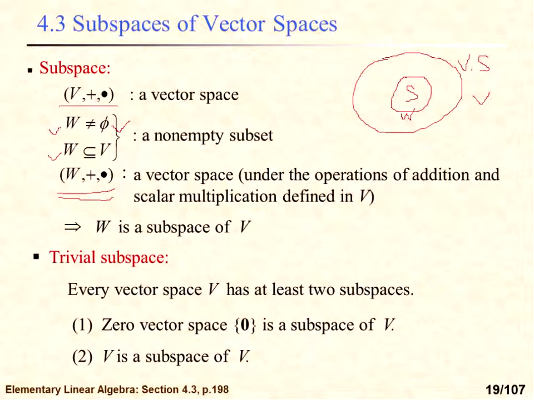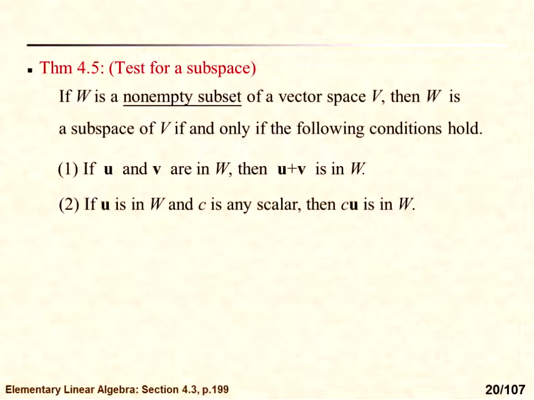It cannot be empty, and it is contained in the vector space. So it has just these 2 points. The definition: if W is a subset of V that is a vector space under the operations of addition and scalar multiplication defined in V, then W is a subspace of V.